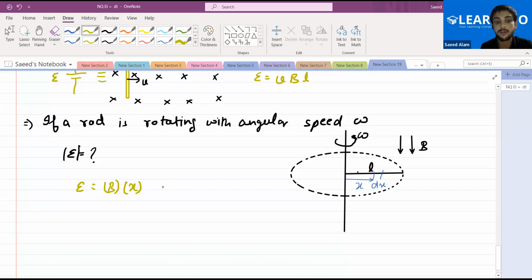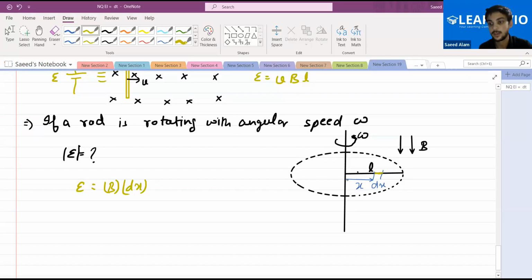And what should I write for V? X should not be taken. dx should be taken here, because this is the small length that we are taking. Understood? Previously it was the complete length L. This time we are taking this small length dx.